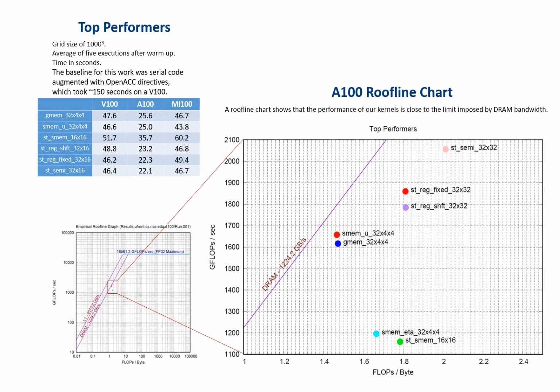The roofline chart shows that our kernels' performance is close to the limit imposed by the GPU device memory bandwidth. It is worth noting that neither the baseline implementation nor our initial attempts were this close to the roofline. We achieved excellent performance as a result of exploring a large collection of optimizations.